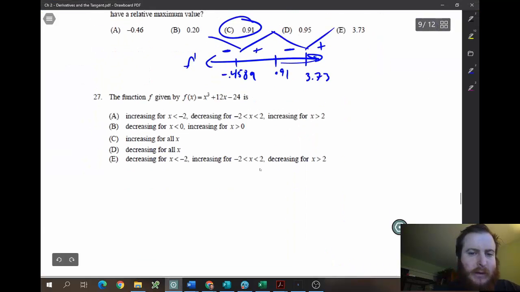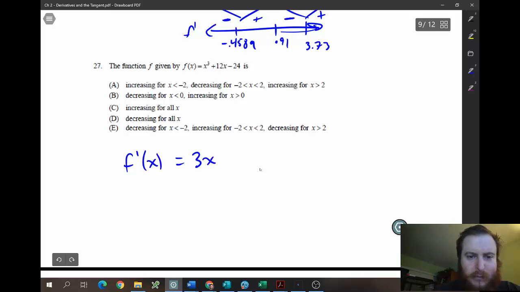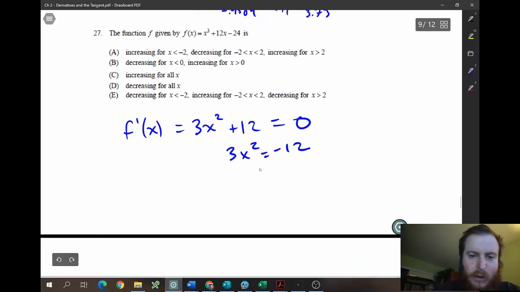Okay, the function f is given by f of x equals x cubed plus 12x minus 24. And we want to know about its increasing and decreasing habits. So again, if this was a graphing calculator question, I would graph that. Okay, now this is not a graphing calculator question, so we're going to have to solve for it. So equals to 0. We get 3x squared equals to negative 12. We get x squared equals to negative 4.